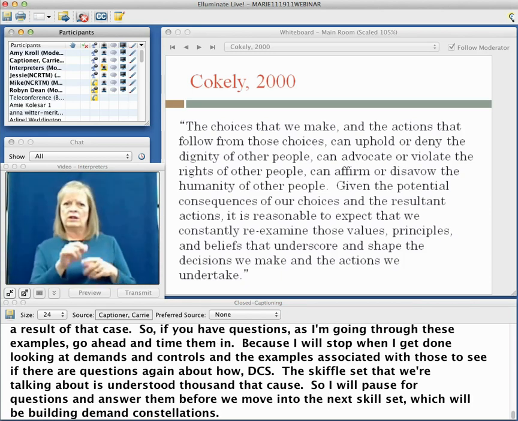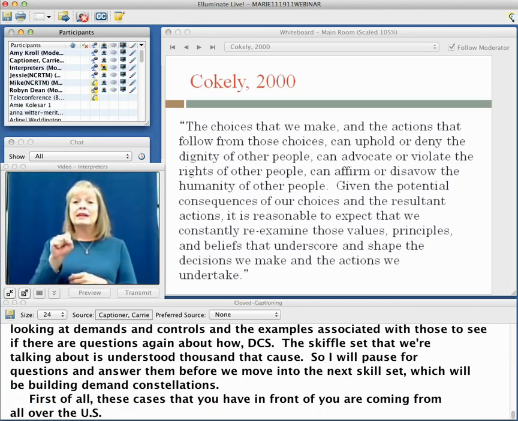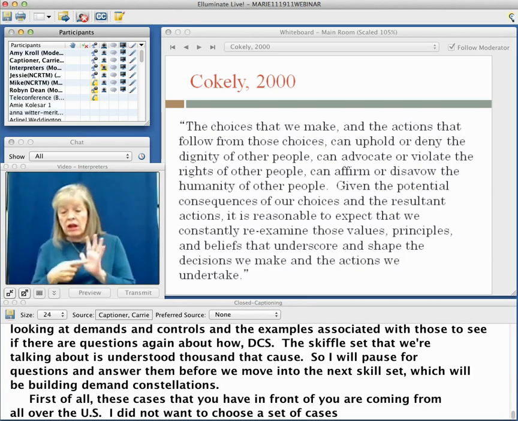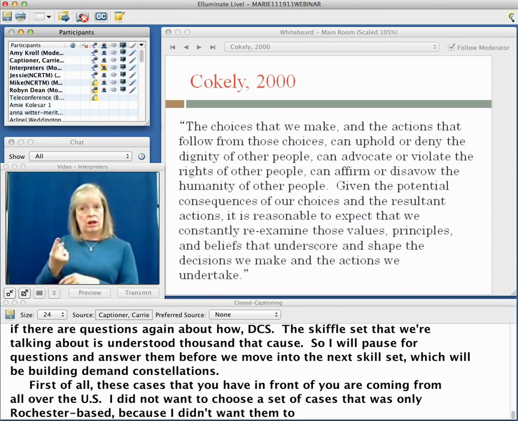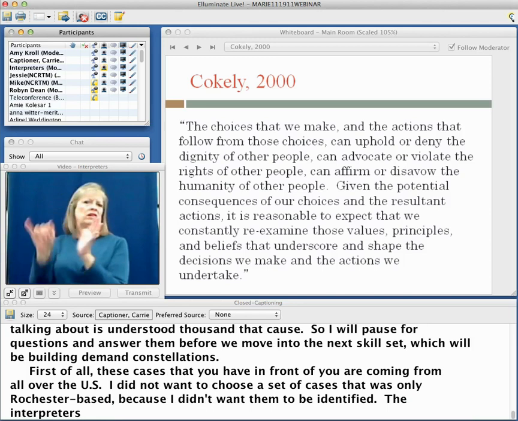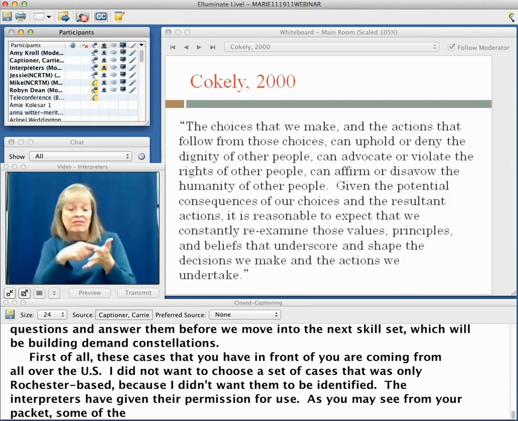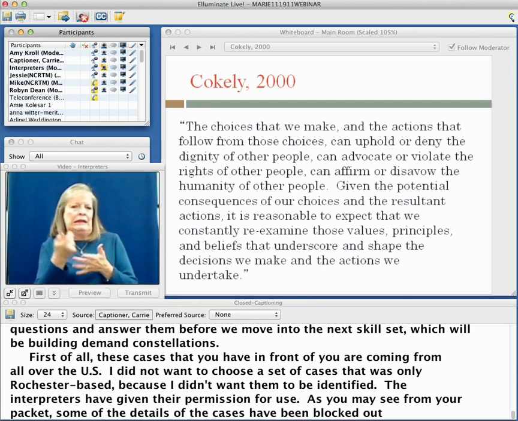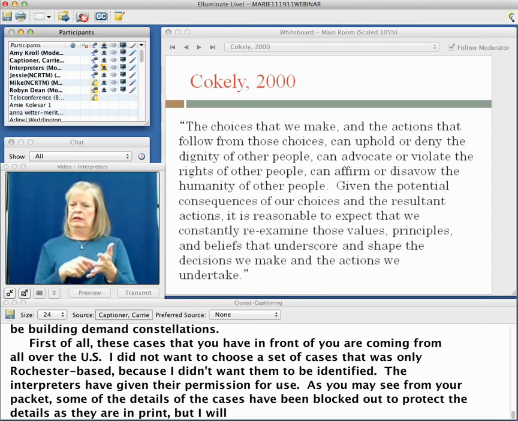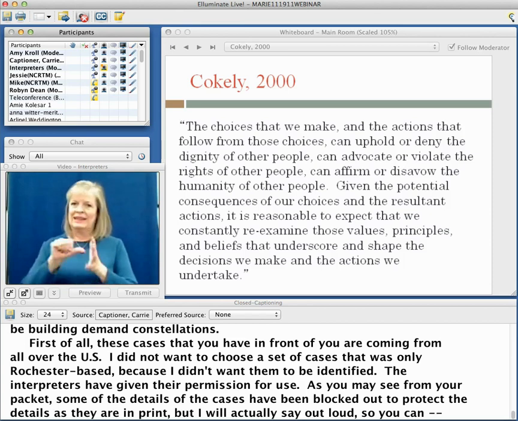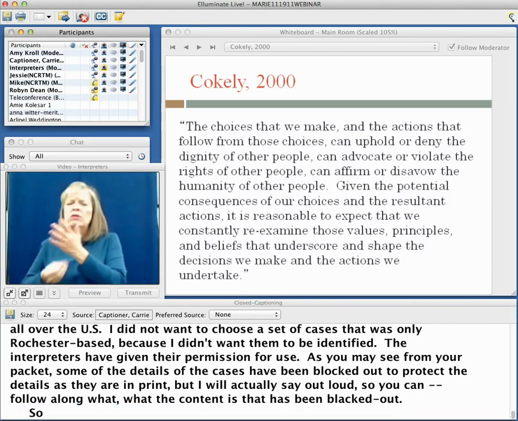First of all, these cases that you have in front of you are coming from all over the U.S. I did not want to choose a set of cases that was only Rochester-based because I didn't want them to be identified. The interpreters have given their permission for use. And as you may see from your packet, some of the details of the cases have been blocked out to protect the details as they are in print. But I will actually say out loud so you can follow along what the content is that has been blacked out. So I will be supplying the details here.